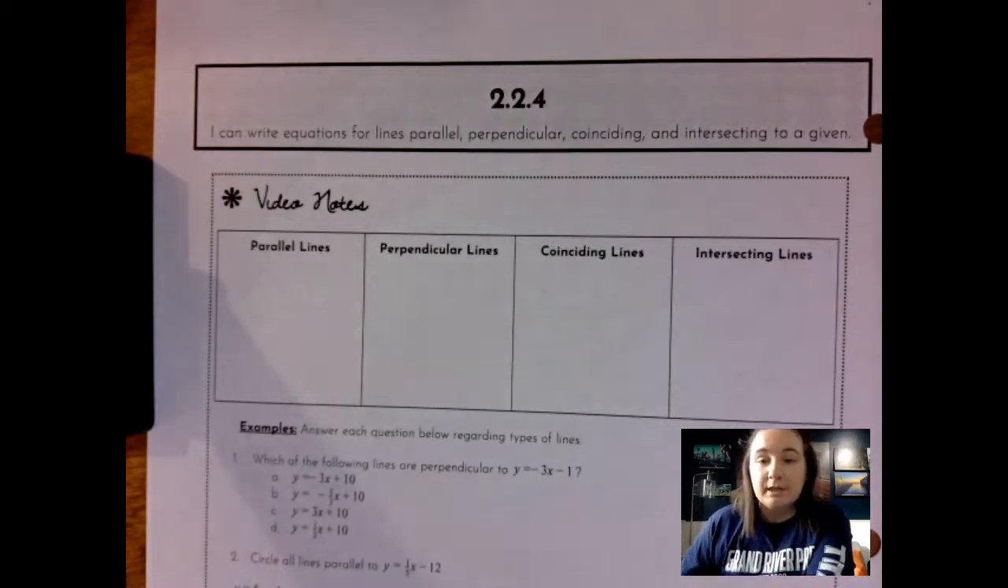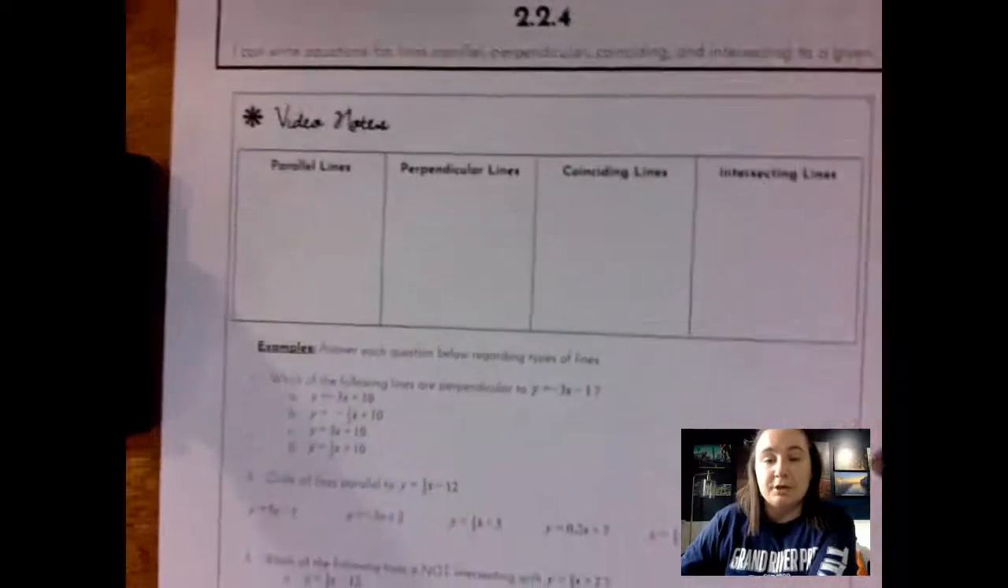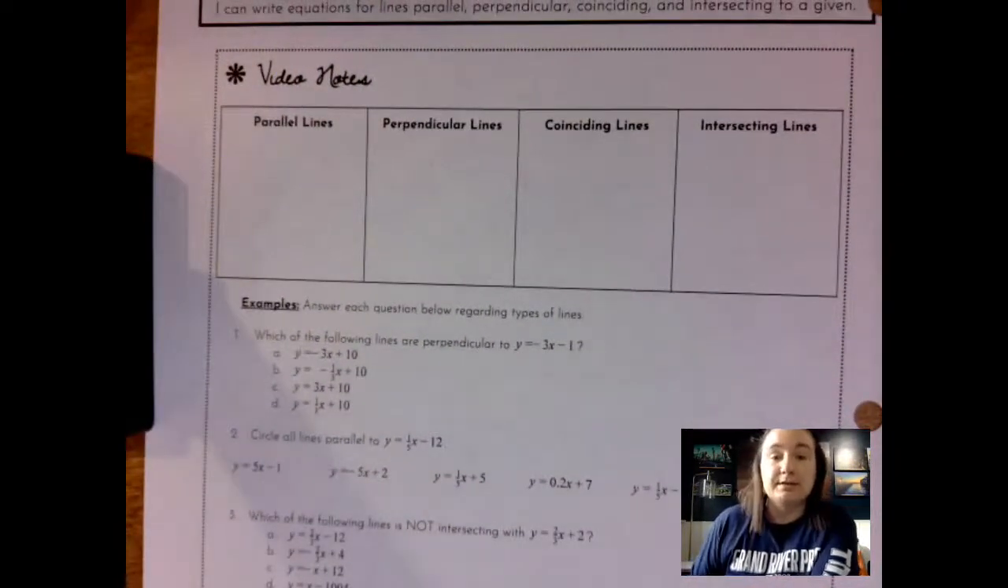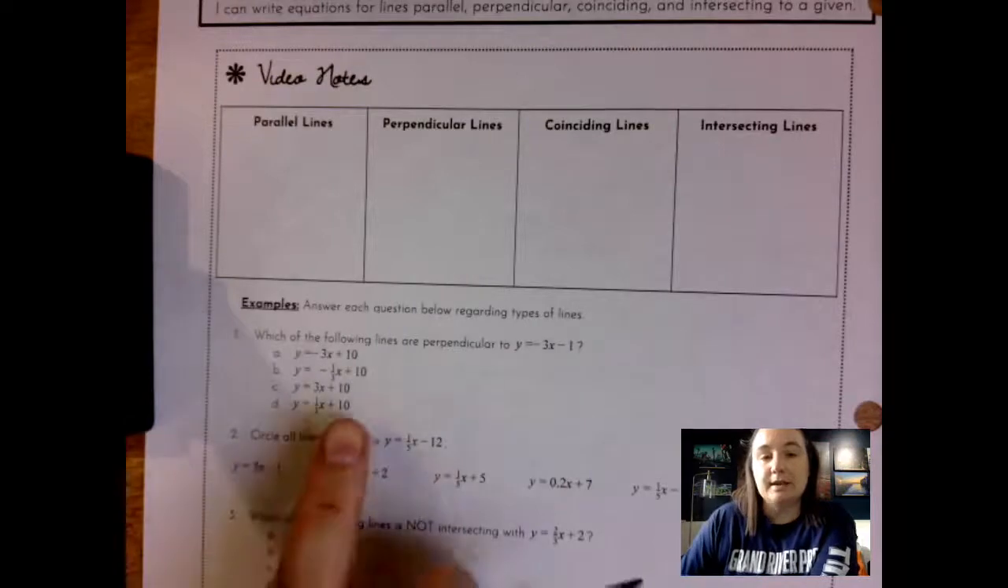So the first thing that we need to do is talk about what each of these types of lines are and what their important characteristics are. And so we're going to draw a sketch of each one and then write their important characteristics.